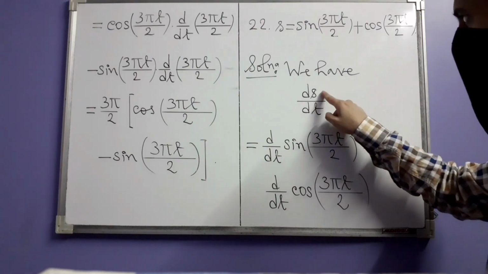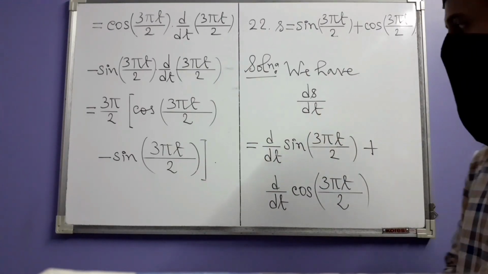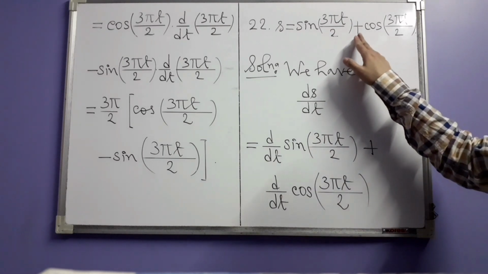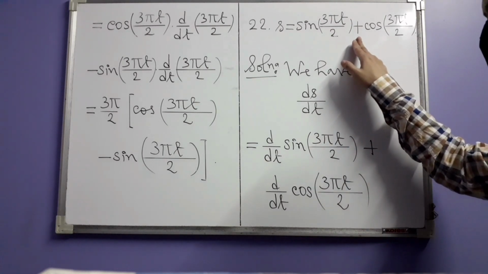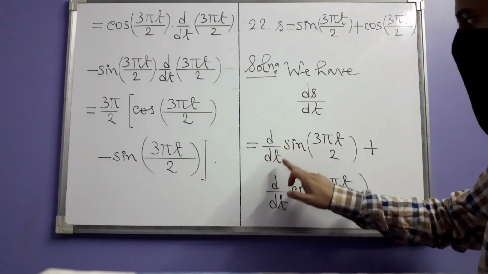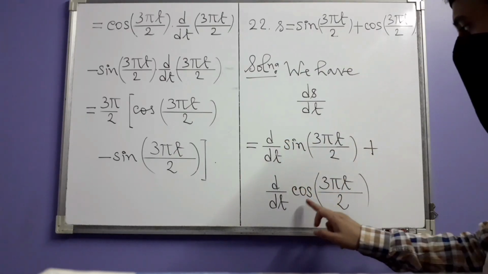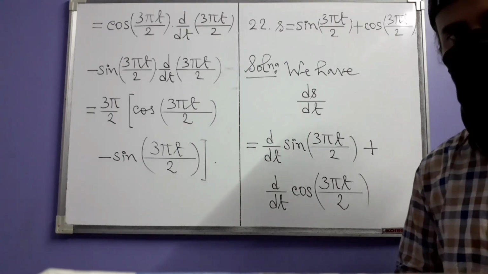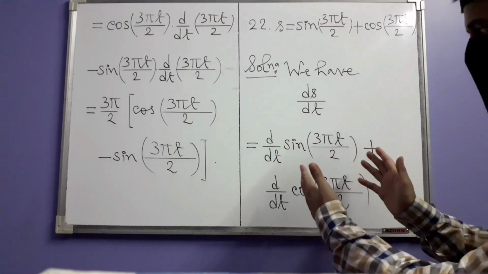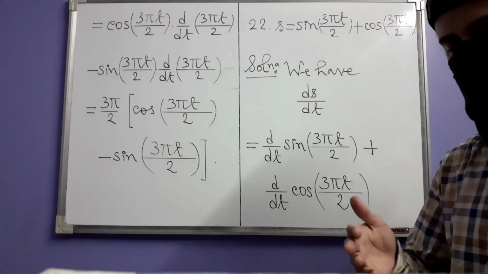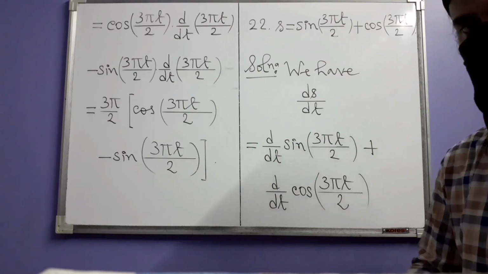So here we have ds/dt. So ds/dt means first what will you do? You apply the sum rule for derivatives. So that way you get d/dt of sine of 3 pi t divided by 2 plus d/dt of cos of 3 pi t divided by 2. So here immediately you did not have to apply the chain rule in its inside inside form.